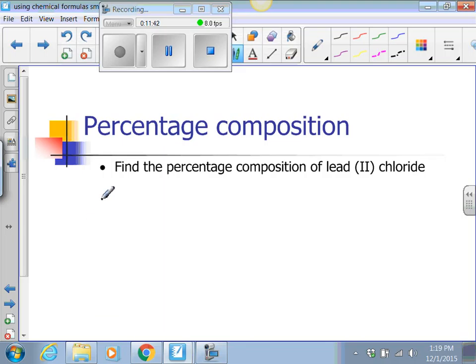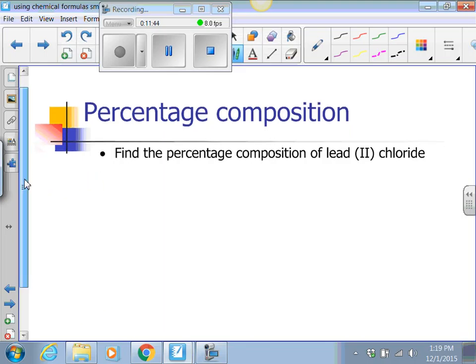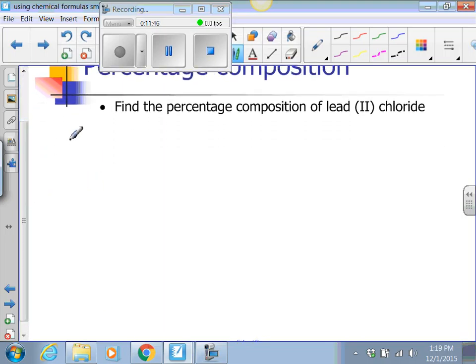Let's try another one. We want to find the percentage composition of lead 2 chloride. So lead 2 chloride. Lead 2 is lead with a positive 2 charge. Chloride is Cl with a negative 1 charge. So this formula is going to be PbCl2. All right. One thing that we're going to need to know, that we know we're going to have, is the total mass of the compound.